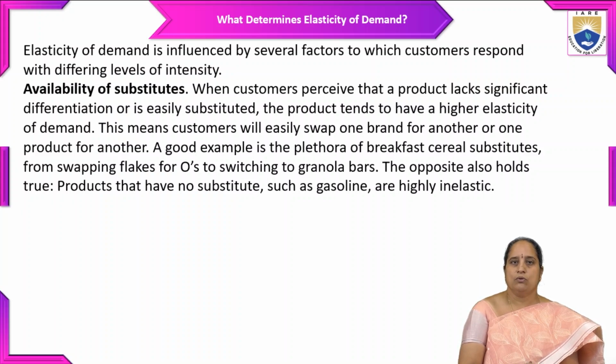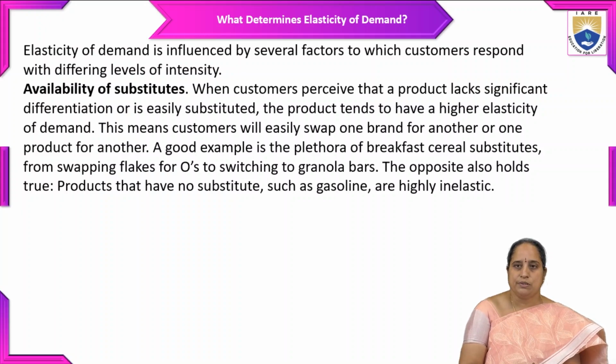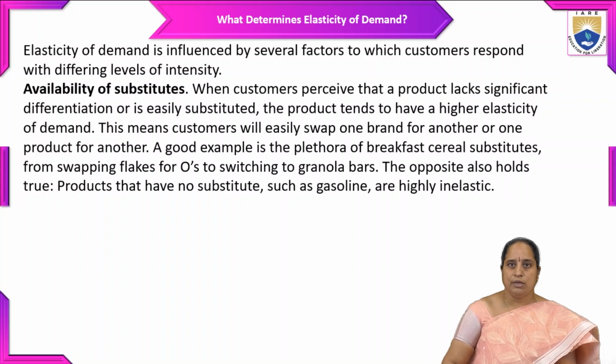So the opposite also holds true. Products that have no substitute, such as gasoline, are highly inelastic. Some products may have substitutes available in the market, and a few products may not have any substitutes. So based on the availability of substitutes, the elasticity of demand is also determined.